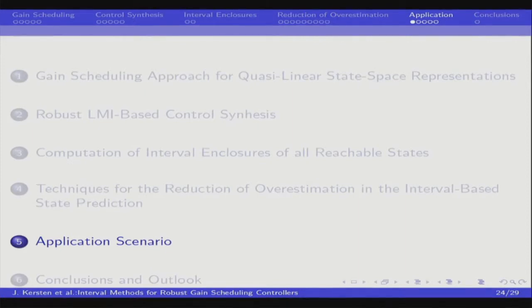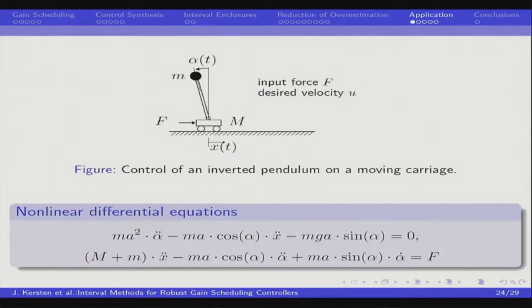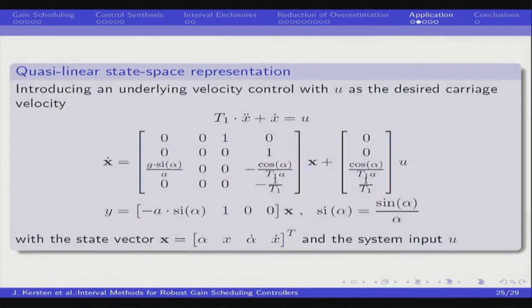So now we come to our application. I think the scenario was already discussed in the earlier presentation, so I will just rely on that description, and we have the nonlinear differential equations. As I already told you, we need to use the quasi-linear state space representation, so we can use the LMIs. So that means we introduce an underlying velocity control where u is the desired carriage velocity, and then we get the state space representation as such.